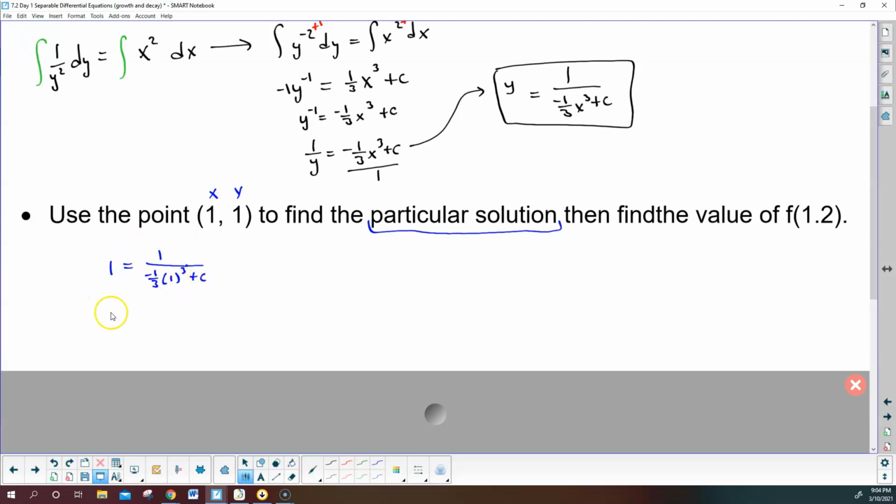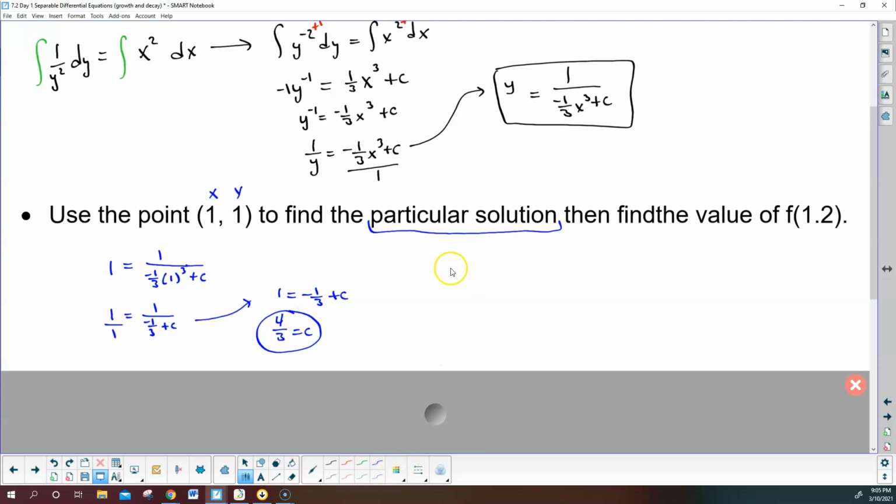So what do we get? We get 1 equals 1 over 1 to the third power times negative 1/3. And at this point, I would cross multiply, right? You can always make this a fraction, cross multiply, and you're going to end up with 1 equaling, so 1 times 1 is 1, and 1 times the denominator here. And then I'm just going to add 1/3 to 1, which is 4/3.